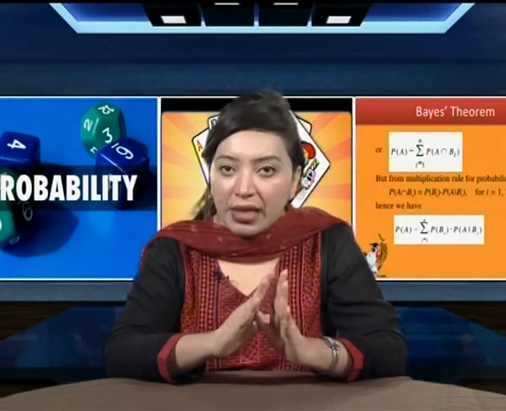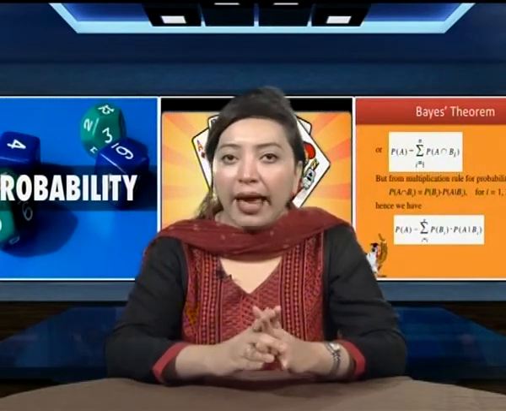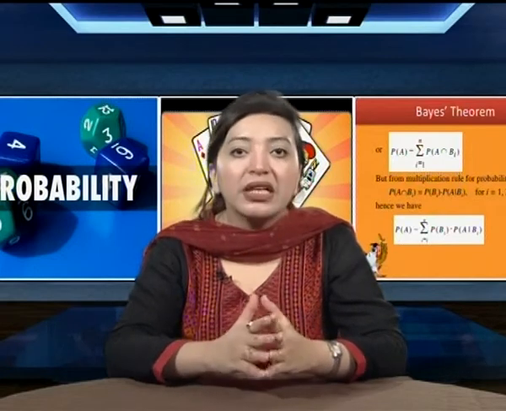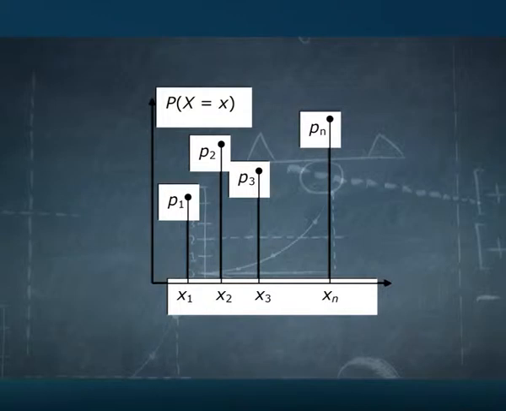Third note is, the probability distribution of a discrete random variable may be represented graphically as shown in figure A. The vertical lines at each value of X are constructed so that their heights are equal to the corresponding probabilities.